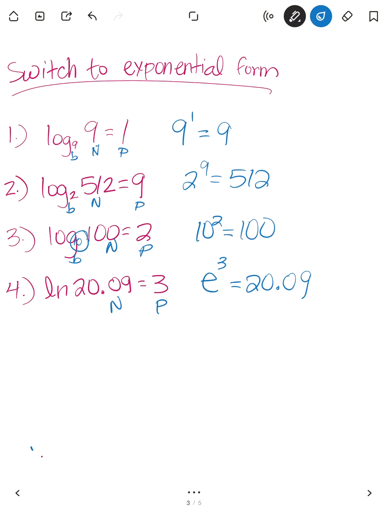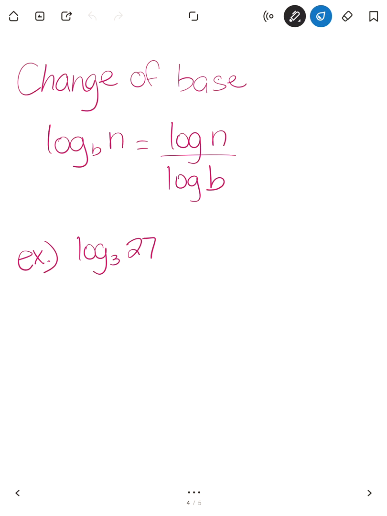Now, on the next one, we do need to know change of base. Change of base is what we do to type it in the calculator. Our calculators are only base 10, so we have to change it from whatever base we're given to a base 10. The only time we do not use a change of base is with the natural log and the common log because they are represented on the calculator. So, change of base. If I have log base b of n, I do log of the number divided by log of the base. So here's an example. I have log base 3 of 27. Log of the number divided by log of the base.